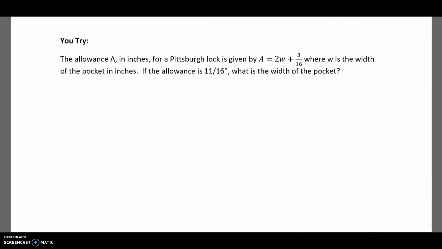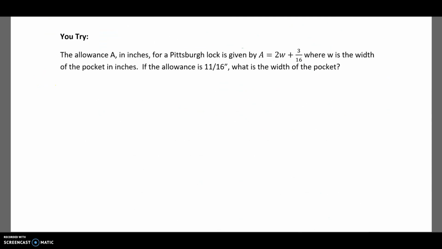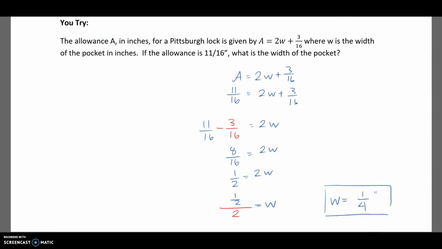Take a moment and try the final question, pause the video, and then check your answer. Following the steps to substitute in what we know, in this case the allowance, you can isolate the variable to solve for the width of this pocket, which is 1/4 inch. And you can see now that by continuing to follow the same general rules for algebra, we can solve many different types of equations.